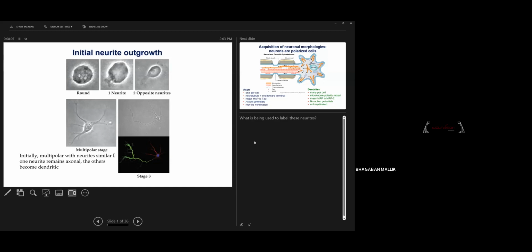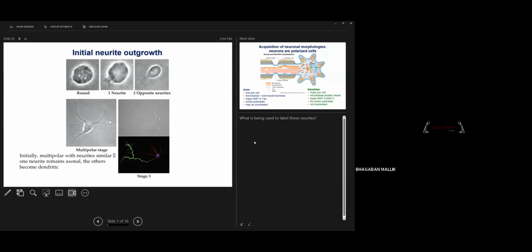These are called filopodia-like or lamellipodia-like projections that arise from these cells, and this is called a neurite. You have generation of one neurite, then generation of a second neurite on the opposite side. Then after some stage of development, you have neurites coming out everywhere from this rounded cell. So they become multipolar. Here they attain the multipolar stage.